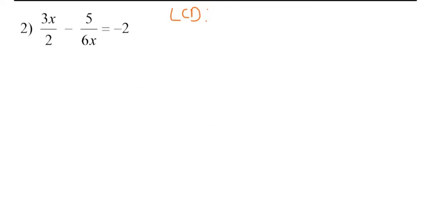So what is my LCD? Please remember that this problem has a 1 on the bottom. So it doesn't need to be part of the LCD, but it will need to be multiplied by a couple items.